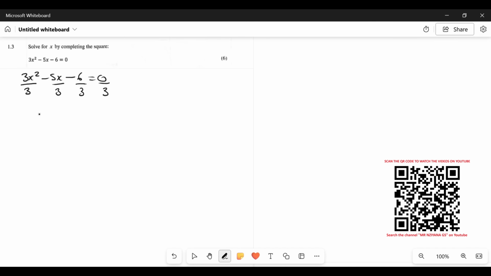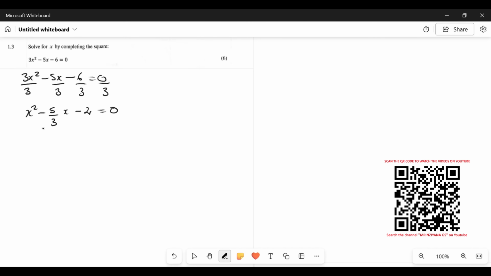Okay, so if you divide by 3, we're going to be left with x squared on the first term. On the second term, we're going to be left with 5 over 3 multiplied by x. On the third term, which is a constant, we're going to be having 2 there. On the right hand side, it's going to be 0, right? 0 divided by 3, it's 0.